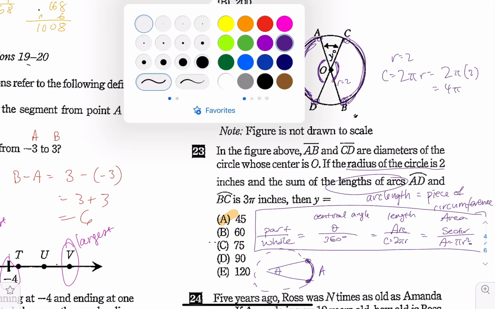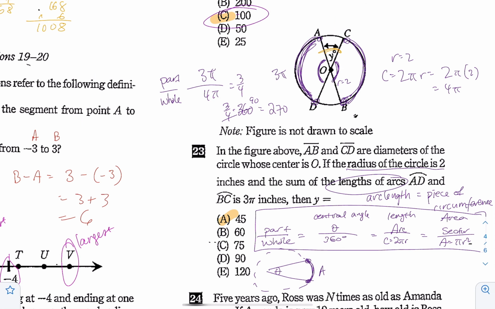So that means that the leftover angles, which is y, plus the bottom angle, which is also equal to y, because opposite angles are equal, y plus y, the top and bottom angles, will have to be equal to 90 degrees, the leftovers. So each y would only be equal to 45. That's how you got choice A.